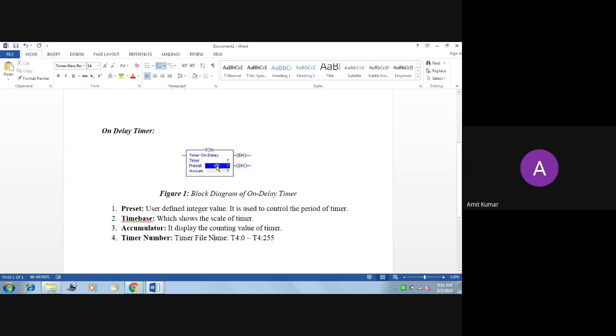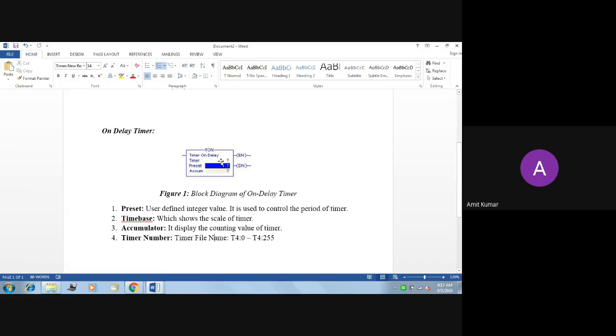In some PLC it is there, in some PLC it is not there. Third is preset. If it is not there, it has to be assumed that the timer is running at 1 second, so its time base is 1 second. Now the second is your accumulator. The accumulator will show the current count of your timer. It is running at 1 second, 2 second, 3 second, 4 second. That will be shown on the accumulator.